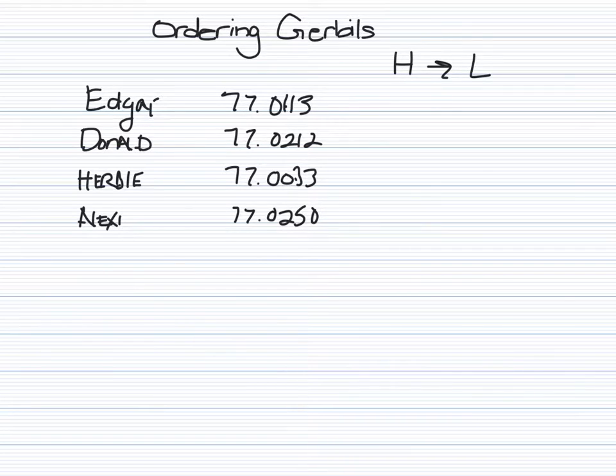So let's see how we would compare them. And let's do what we talked about before. So we know that all of these in the tens and ones column match because they're all 7, 7. So now we have to look at the tenths. They're all the same in the tenths column.